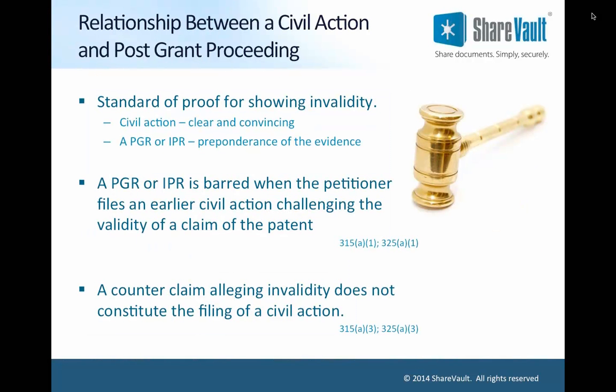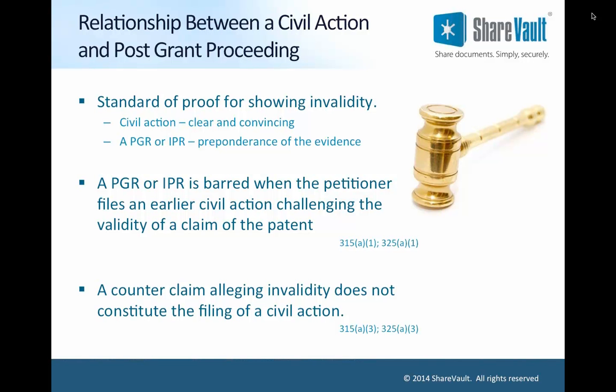Now here is just a comparison between the civil action and the post-grant proceeding. One of the most important things is that the standard of proof for invalidating a claim in the civil action is clear and convincing, whereas it's preponderance of evidence in an IPR or PGR. Now, preponderance of evidence, again, goes back to that idea of greater than 50%. So if it's more likely than not that a claim is invalid, that's preponderance of the evidence.